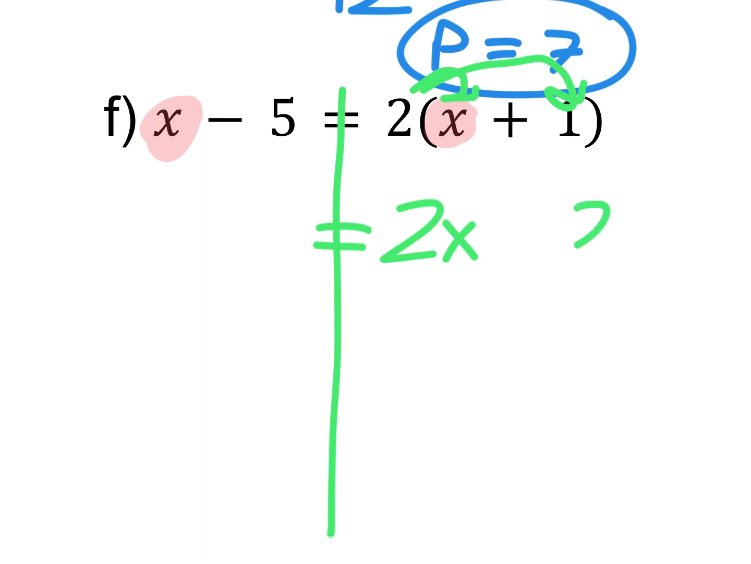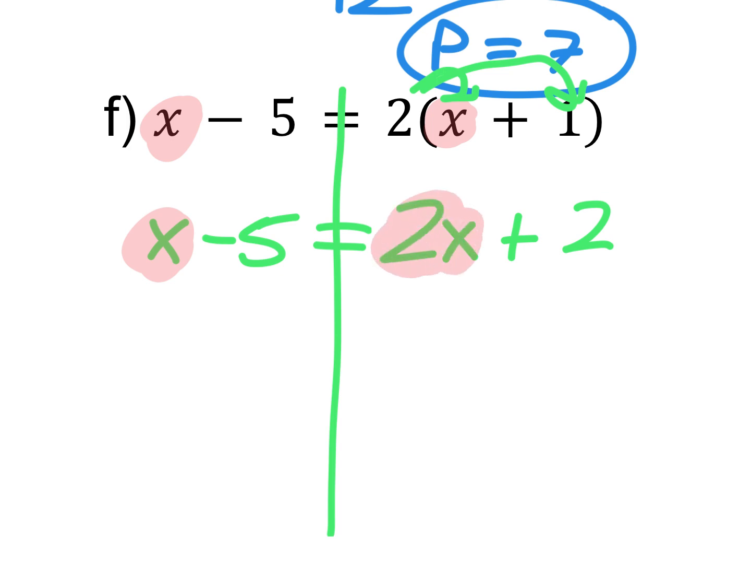2 times 1 is 2, and I will bring down the plus sign like that. So nothing happened on the left side of the equation during that step. Now, here's where we got to be careful. We need to get all of our variables on the same side. So again, I see an x here and I see an x here.